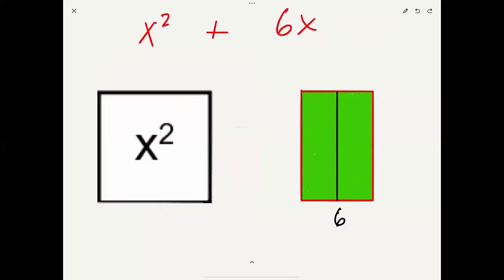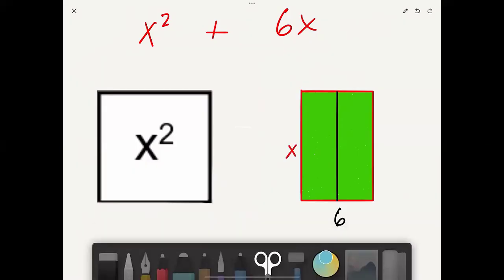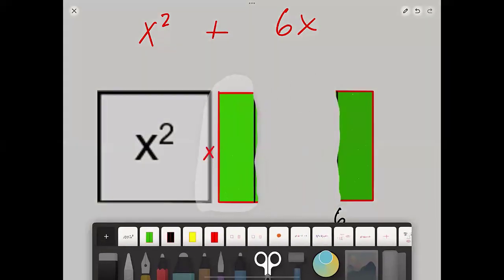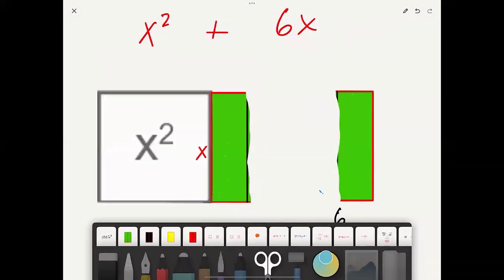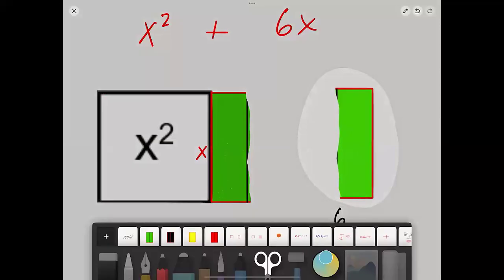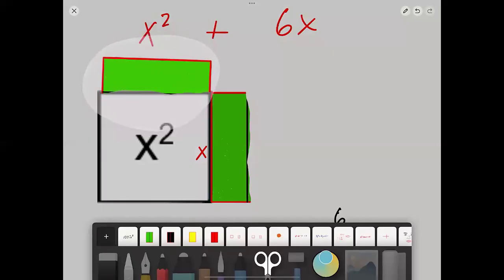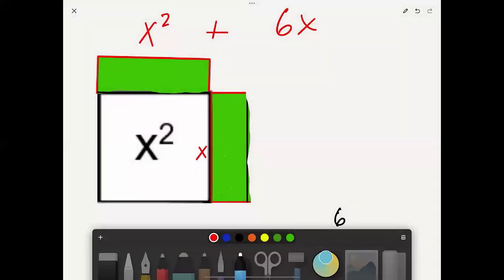All right, so our rectangle is 6x. What we're going to do is split it in half. Now this might not be perfect, but we're going to move this part right here, and then we're going to take this part, flip it, and move it right here. Now you can see it's not quite lining up, but it would be right here. Boom.